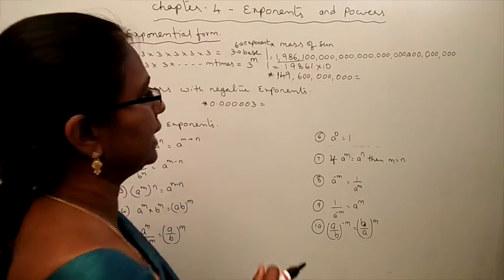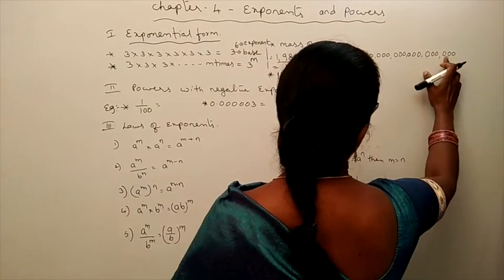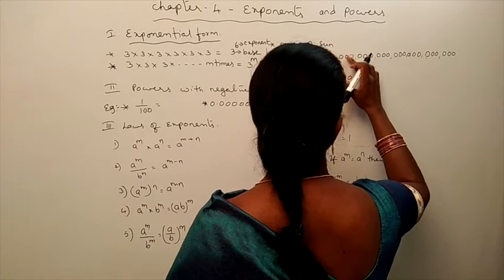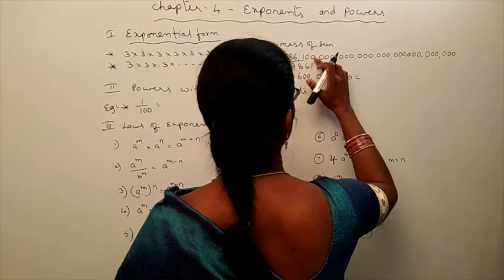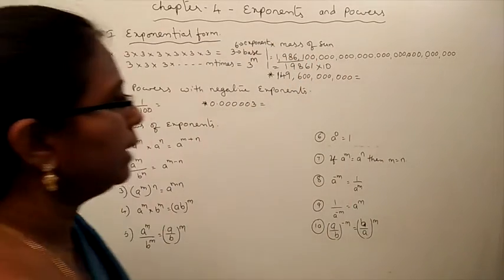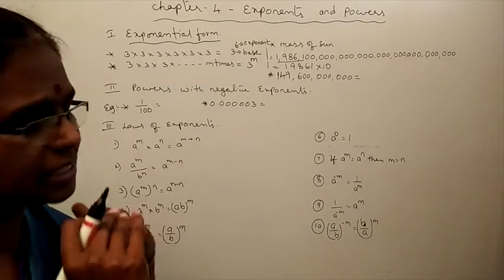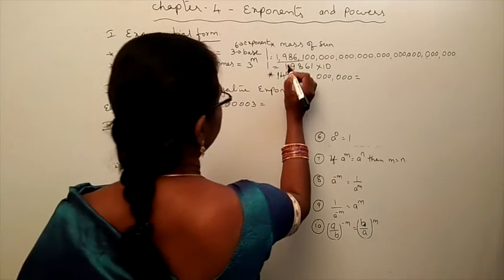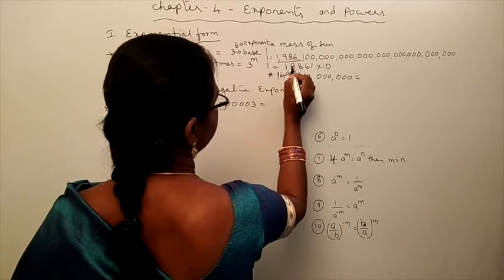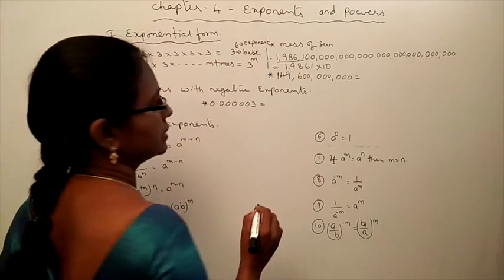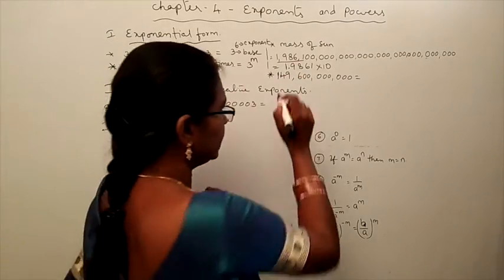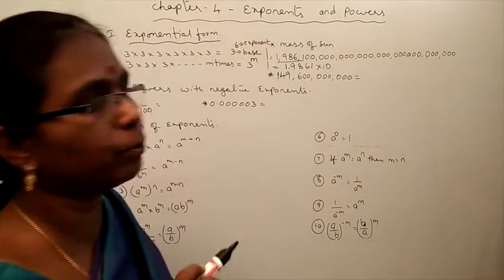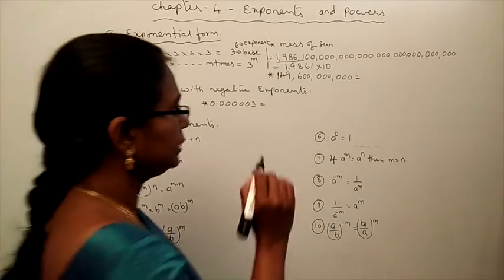Now, how many zeros are there? 1, 2, 3, 4, 5, 6, 7, 8, 9, 10, 11, 12, 13, 14, 15, 16, 17, 18, 19, 20, 21, 22, 23, 24, 25, 26. 26 are there. But when you write that large number in exponential form, you have to take only one place before the point. Where do we keep it? After one place. What is the number here except zeros? 19861. How to write that? 1.9861 into 10 to the power of.